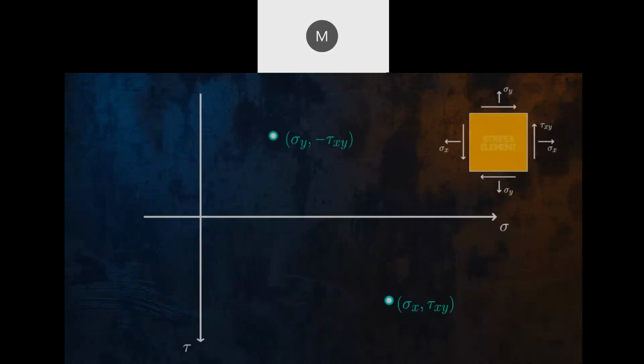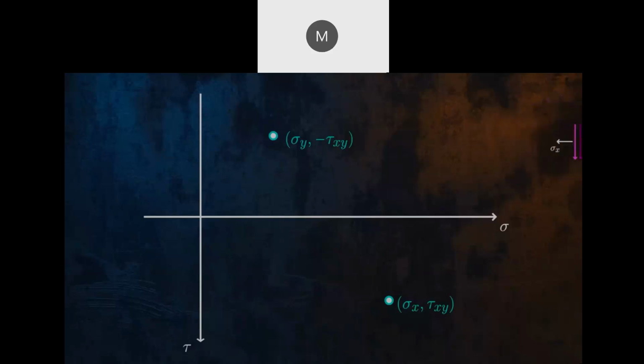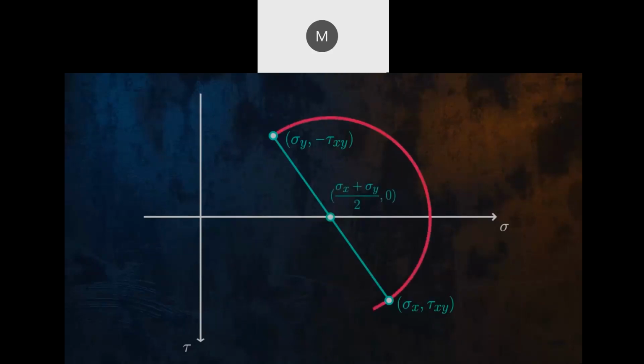The sign convention we use for Mohr's circle is that shear stresses are positive if they tend to rotate the stress element counterclockwise, and are negative if they tend to rotate it clockwise. This is why tau xy is negative on the y face of our element when we draw Mohr's circle. Normal stresses are positive if they are tensile, and negative if they are compressive. The line between these 2 points defines the diameter of our Mohr's circle, which we can now draw.